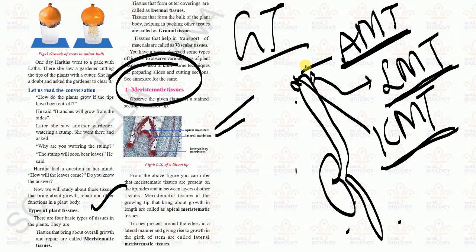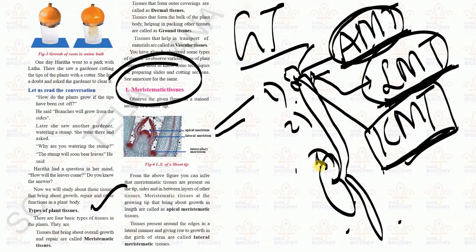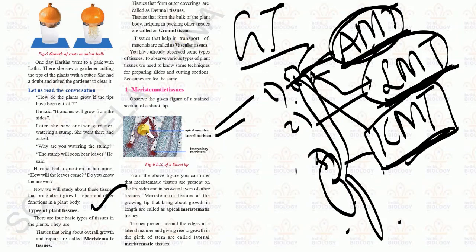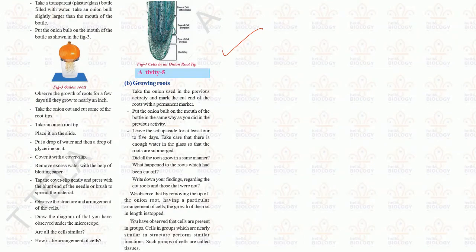That means apical meristematic tissue is the tip, lateral meristematic tissue is the branch, and intercalary meristematic tissue is in between apical and lateral meristematic tissue. Totally how many are there? First one, second one, third one: apical, lateral, intercalary. These are most important in the case of meristematic tissues. Once again, if you look closely you can see this picture. Most important, you need to remember that.